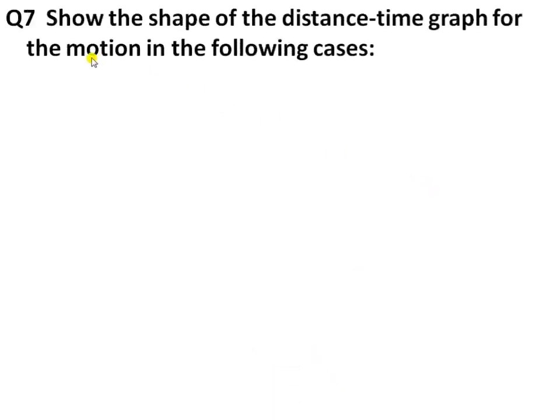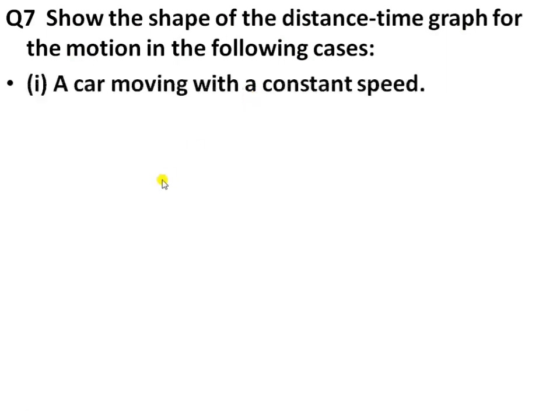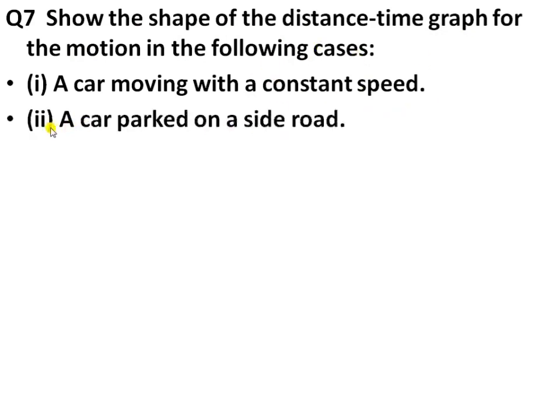Next is question number 7. Show the shape of the distance-time graph for the motion in the following cases. First, a car moving with a constant speed or a uniform speed, and second, a car parked on a side road.